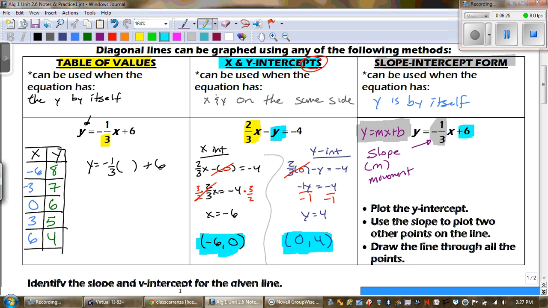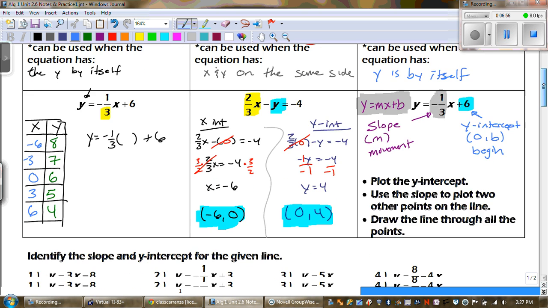And the other thing we need is this number right here. That is our y-intercept, okay? It's the point (0, b). I always think of b because that tells me where to begin the graph, okay? And so when we're doing this, we need to plot the y-intercept, use the slope to plot at least 2 points. I'm going to do more, and then to draw the line through all of the points.